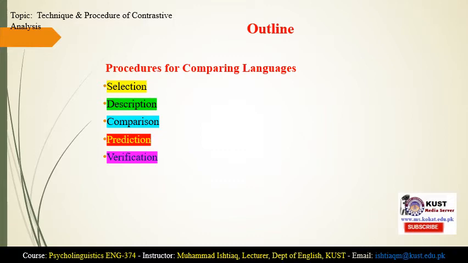And finally, we will have to verify our prediction, whether the predictions made were materialized or not. Means do second language learners make mistakes or not? Means mistakes as predicted, do learners of a second language or foreign language make the mistakes which were predicted, or are they doing something different? So all these things are to be covered in this lecture. Let's move to the first procedure, the first technique, selection.